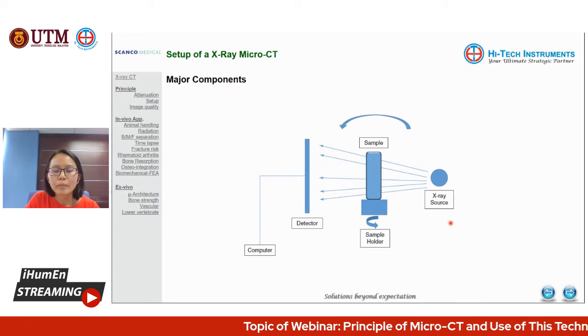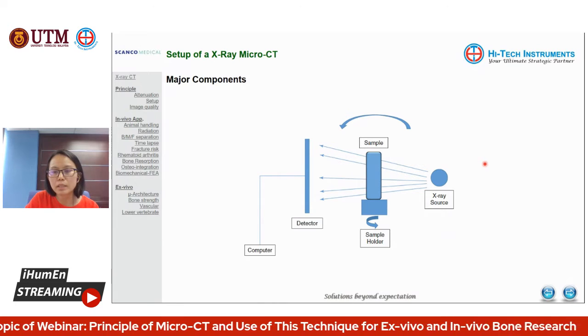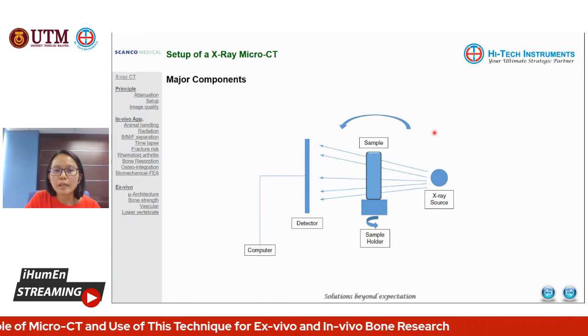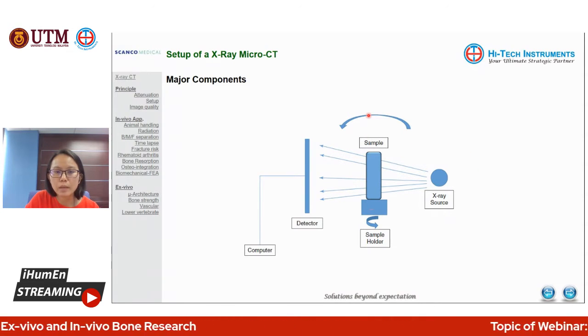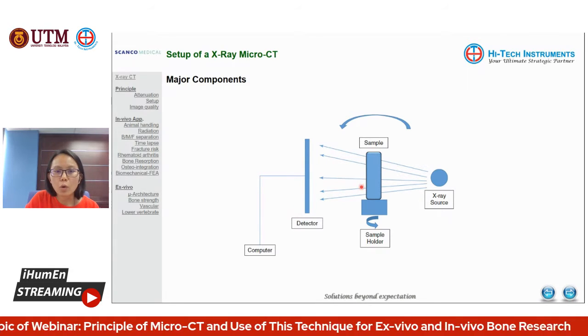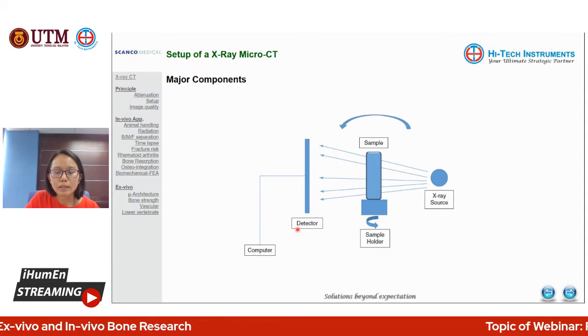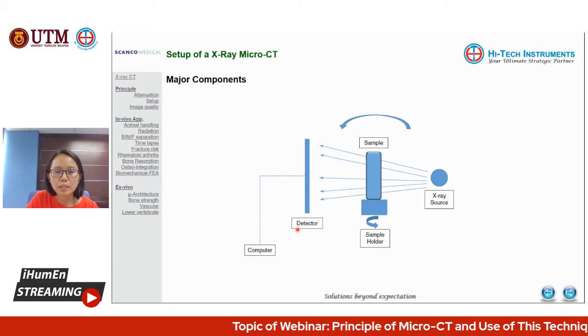If you look at the components or the setup of X-ray micro-CT, it's pretty simple. It just contains the X-ray source, the sample holder or sample rotator, and also the detector. So this is a very simple setup, but of course it involves a lot of details within all these components, especially the reconstruction algorithm itself, which is the heart of getting a good micro-CT image.